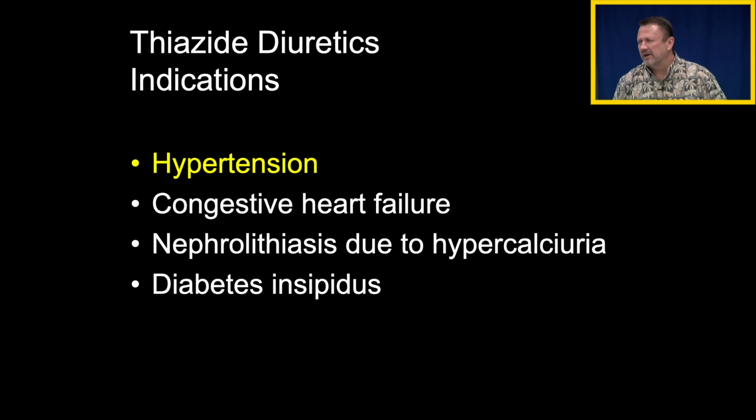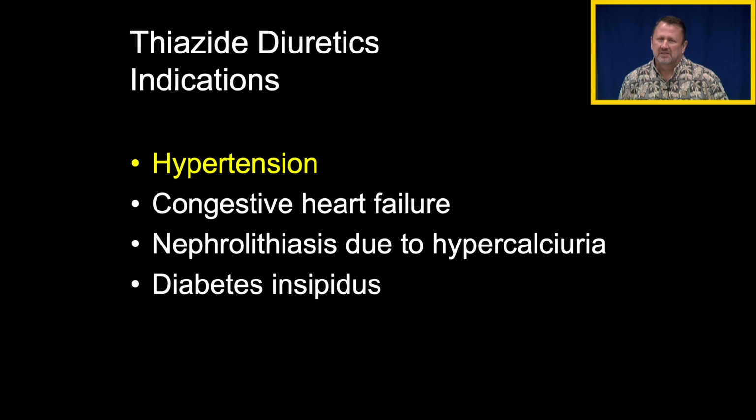So we talked about thiazide diuretics being indicated in high blood pressure. That's where we're going to see thiazide diuretics used most of the time. But we can use it in congestive heart failure. We can use it in kidney stones, nephrolithiasis stones due to high calciuria, calcium in the urine. We might see thiazide diuretics used in nephrolithiasis due to hypercalciuria, and that's kind of rare.